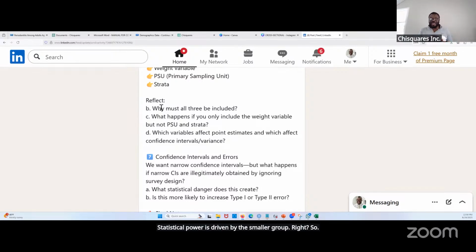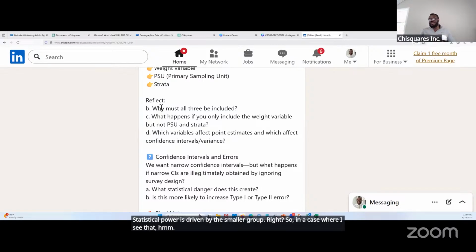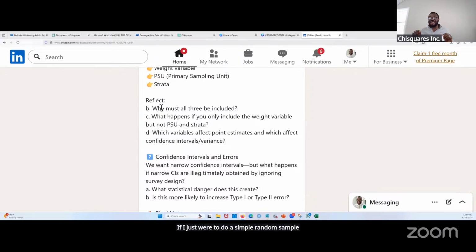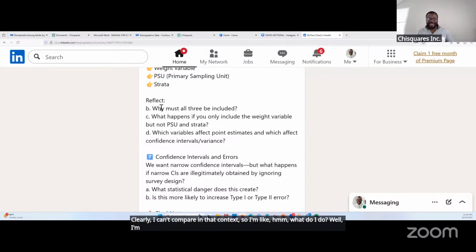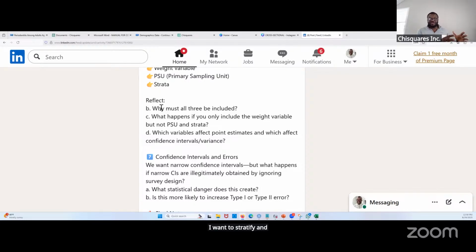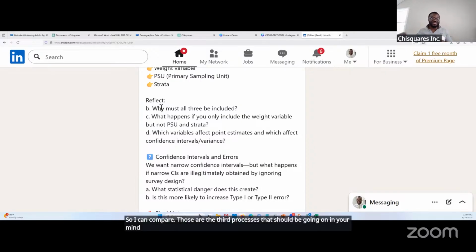So in a case where I see that, if I just were to do a simple random sample, I will end up in a scenario, just because of the law of large numbers, where this big group would be most of the sample, and this tiny group will just be one person or two people. Clearly, I can't compare in that context. So I'm like, what do I do? Well, I'm going to stratify. I'm going to stratify and give a bigger share of the sample to the smaller group to make sure that there are enough people in the sample so I can compare. Those are the thought processes that should be going on in your mind before you design the study, right?